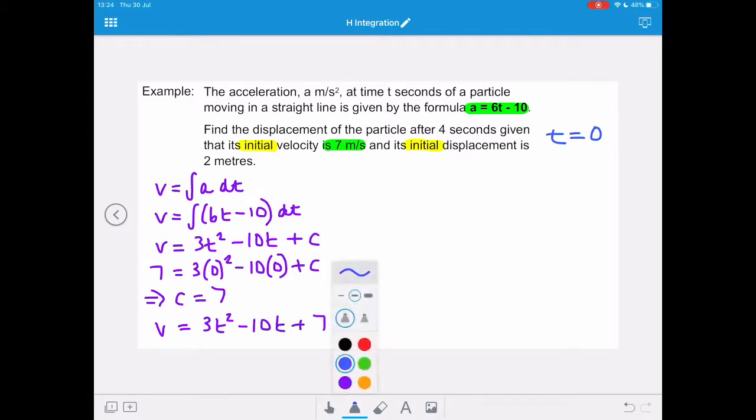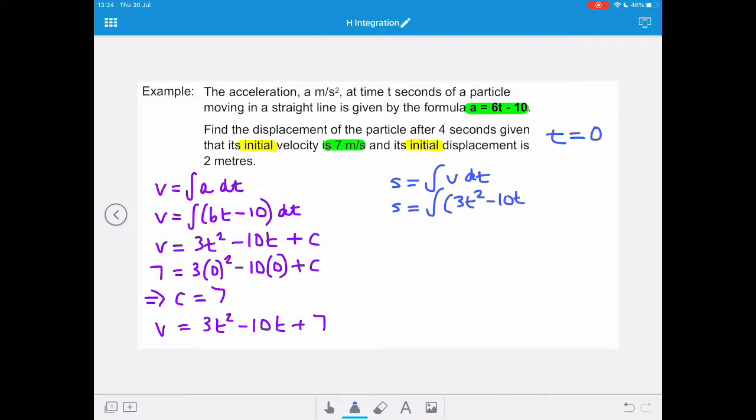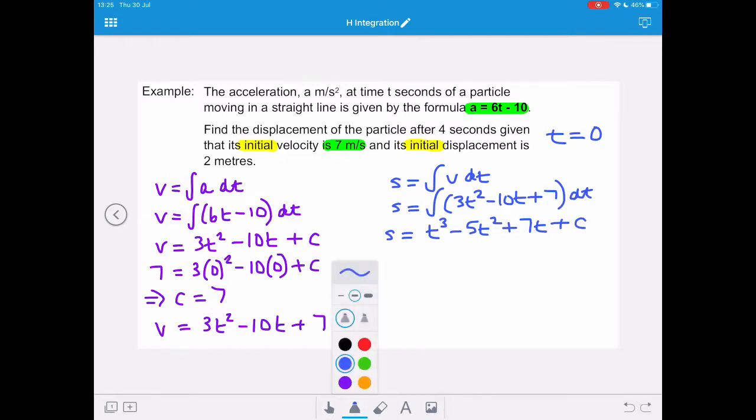Now we're being asked to find the displacement of the particle after 4 seconds, so now we need to integrate our velocity with respect to t in order to work out the displacement. So s is going to equal the integral of 3t squared minus 10t plus 7, all with respect to t. So by integrating each term independently, we get s equals t cubed minus 5t squared plus 7t plus c, because we need a constant of integration for our displacement.